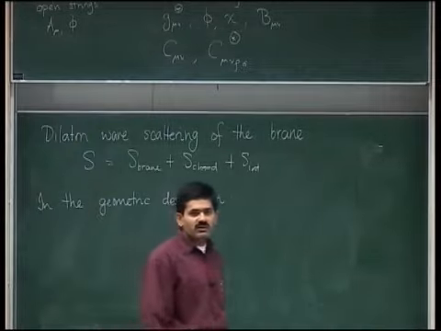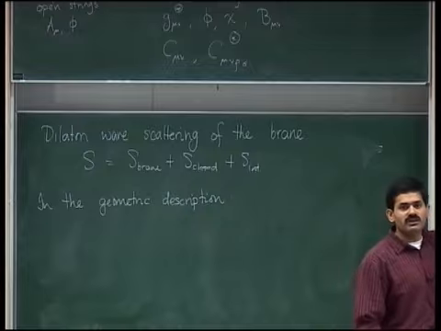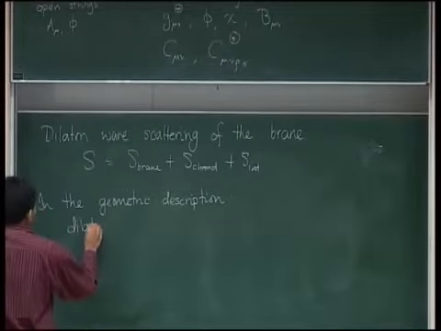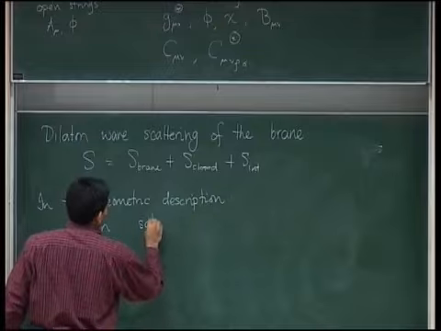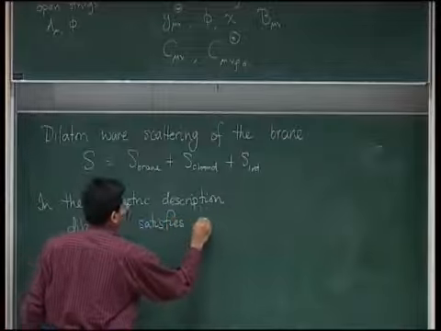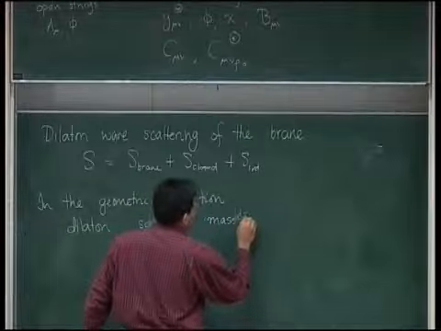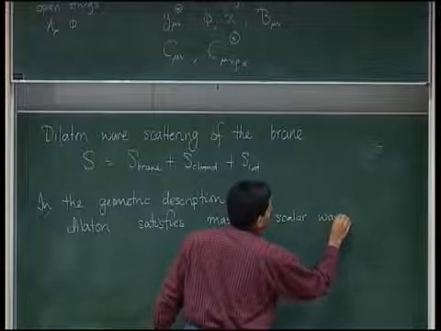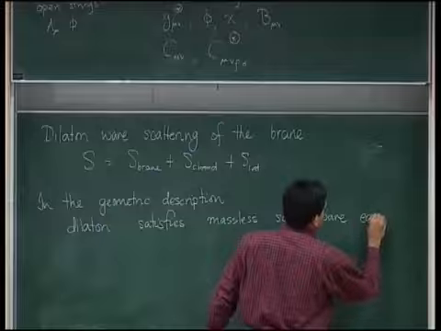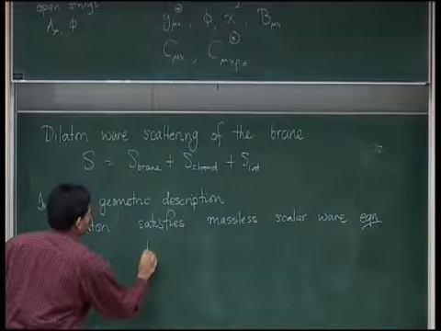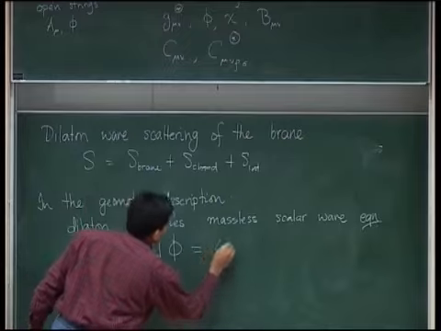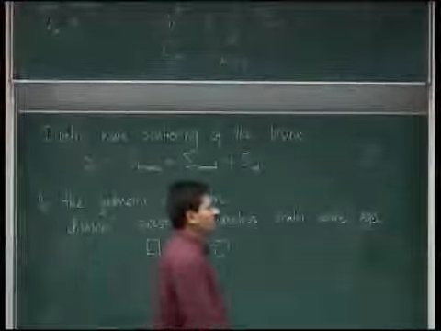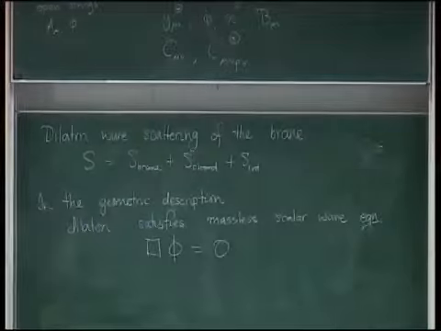You solve the wave equation for the dilaton in this geometry. So the dilaton, the closed string field I have picked, satisfies a minimally coupled massless scalar wave equation, i.e. it just satisfies box phi equals 0, but with box calculated in this non-trivial metric.